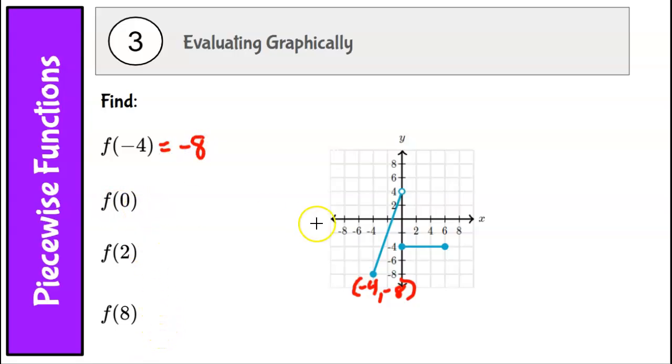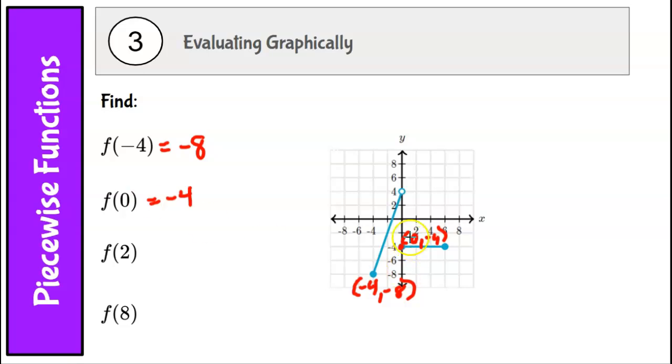f of 0, here's where 0 is. I'm not going to use this piece because it's open. I'm going to use this piece. So this point is 0, negative 4. This point right here. So when I put 0 in the function, I get negative 4 out.